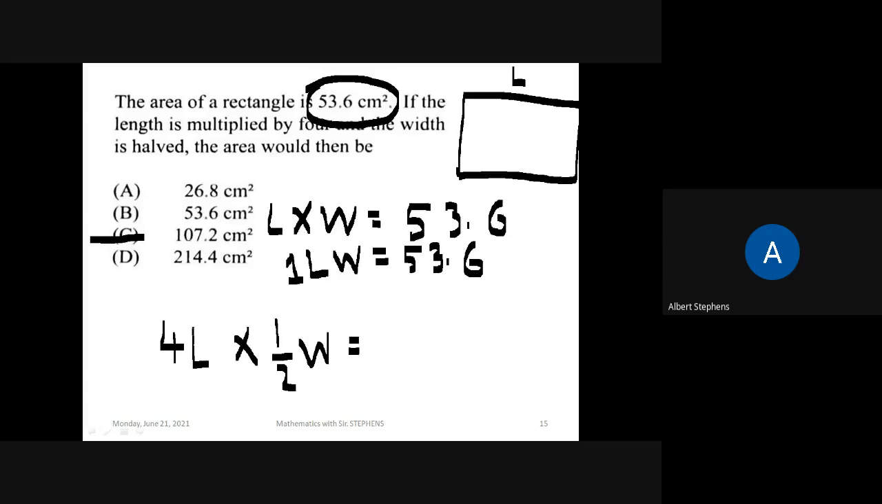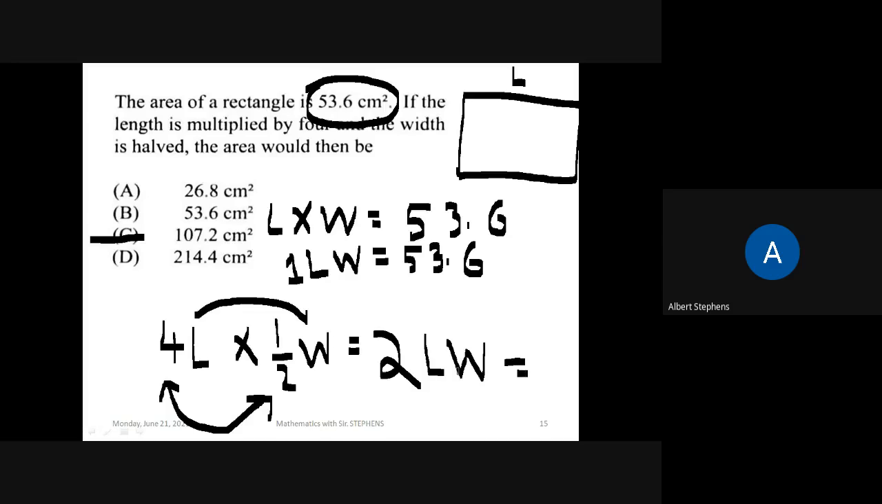Can't we multiply all these things? Yes, we can multiply them because in algebra we can multiply unlike variables. What's 4 times a half? 2. What's L times W? LW. All right. Now, if 1 LW is equal to 53.6, what do you think 2 LW is? You just multiply 53.6 by 2. So that will give us 107.2.